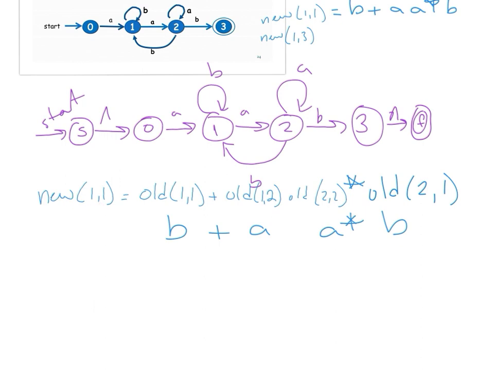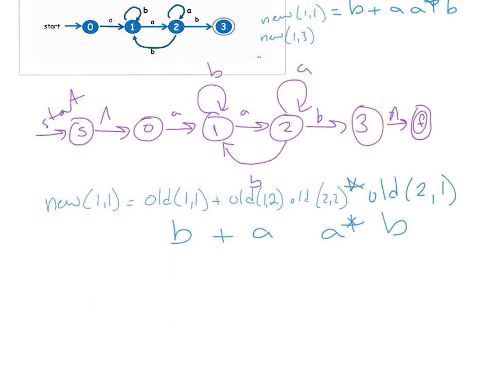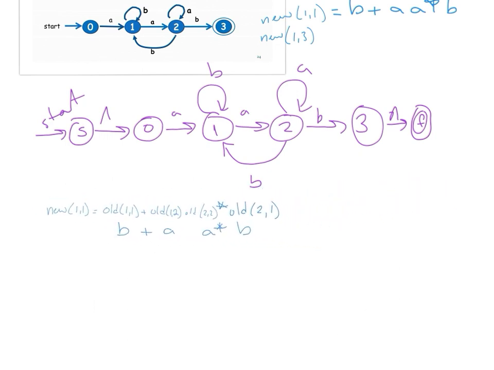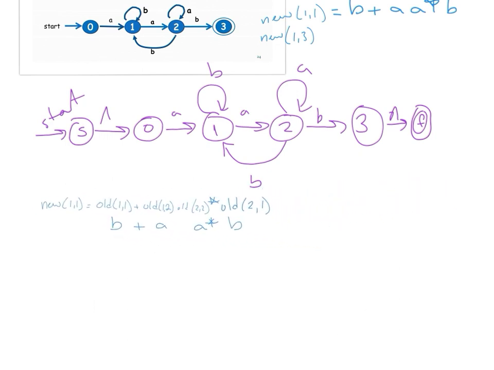Now we got to figure out the new 1, 3, because remember, to get rid of state 2, which is what we're trying to do, we need to figure out new paths for anybody who goes via 2. So we'll figure it out for the new 1, 3 now. So let's take this and shrink it down. And so now we're trying to figure out the new 1, 3.